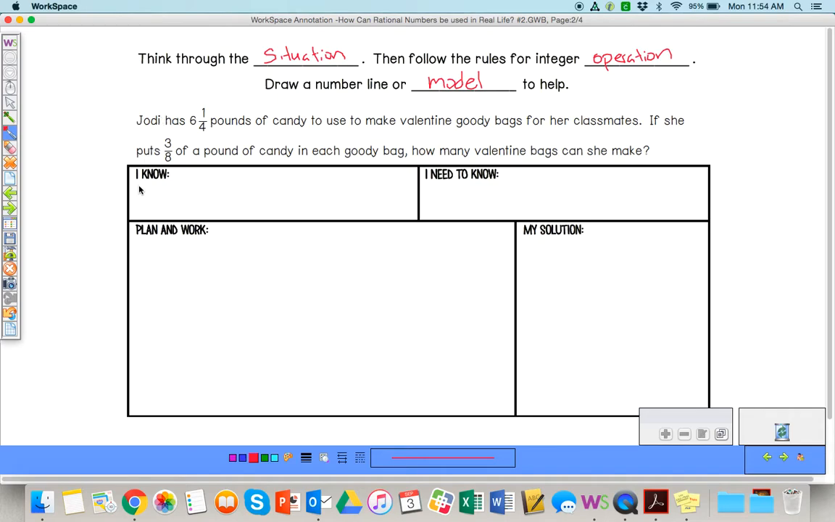Okay, so she has 6 1/4 pounds of candy. 3/8 of a pound in each bag. So what do we need to know? We want to know how many goodie bags she's going to have.